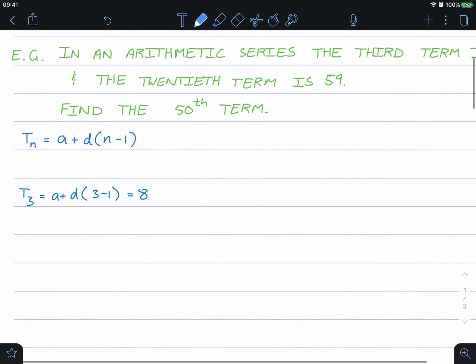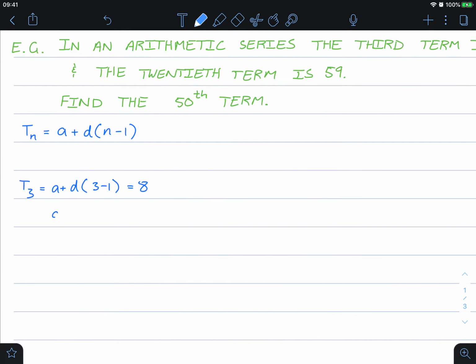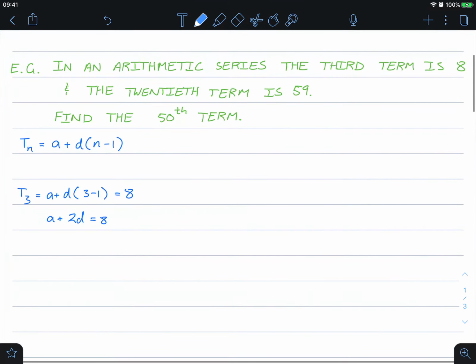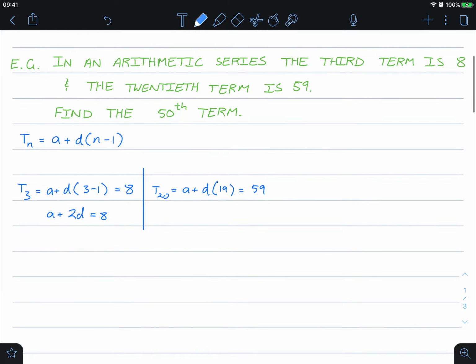So the third term is 8. Simplifying this, we get a plus 2d is equal to 8. The 20th term is 59. So T20 is a plus d(20 minus 1), 19, is equal to 59. So we get a plus 19d is equal to 59.